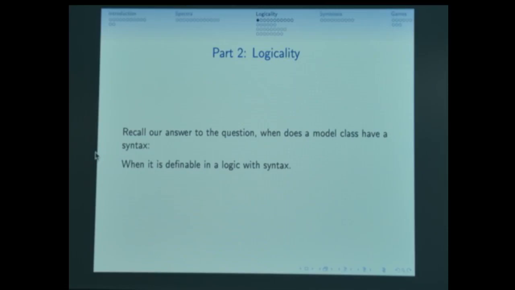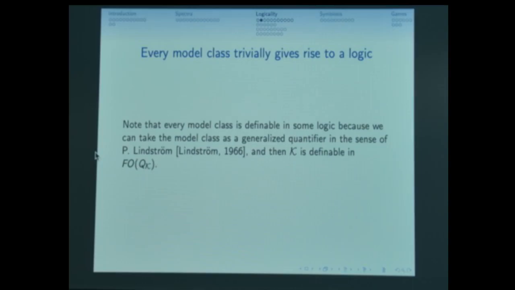Okay, so I want to attack this now from a different point of view, the point of view of logicality. When does a model class have a logical syntax? It's when it's definable in a logic, or when it behaves like a logic. Now note that every model class is definable in some logic, because we can take the model class as a generalized quantifier in the sense of Lindström.